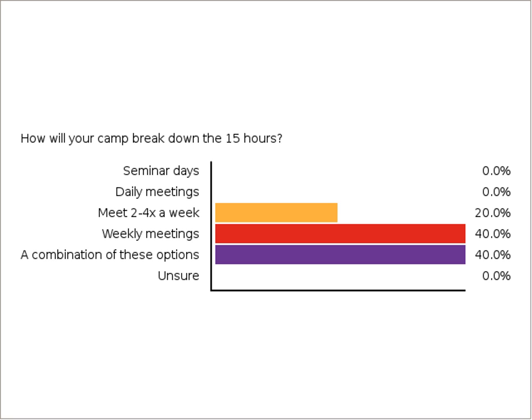So we have a couple of people indicated that they're going to do a combination of all these options. Some people are going to do weekly meetings, and some people are going to meet 2 to 4 times a week. Could I hear from one of the camps that's going to have this be the weekly meeting option and sort of talk about how they'll schedule this and the time of day and why they think they want to go in that approach?